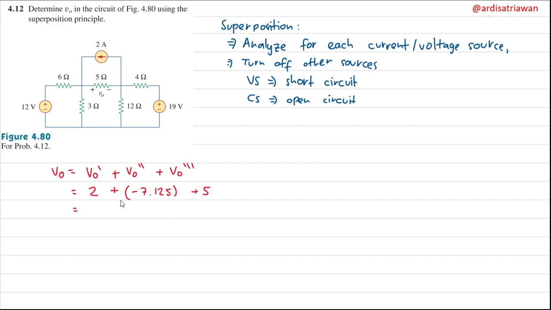So we can calculate all of them. So I will have 2 minus 7.5 plus 5, that will be minus 0.125 V. In other words, V0 is, we can convert this into millivolt, so we have minus 125 millivolt. And this is the answer of the question.